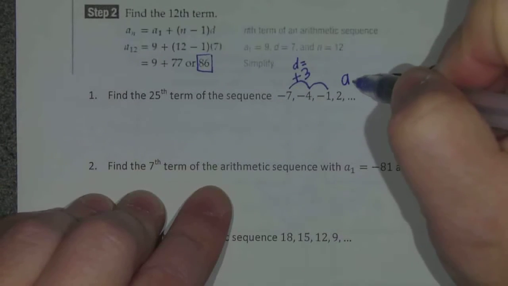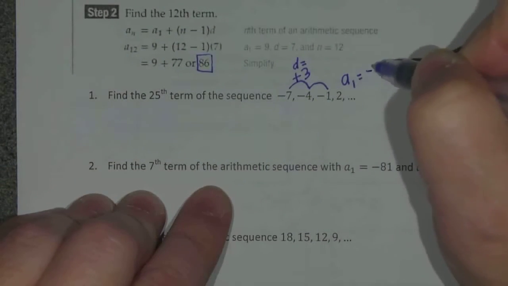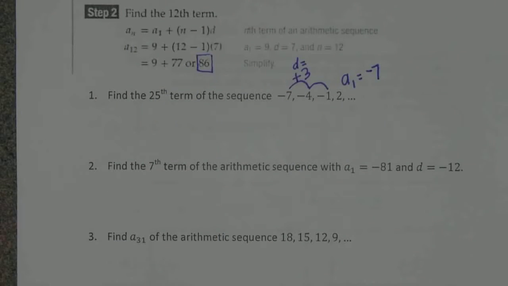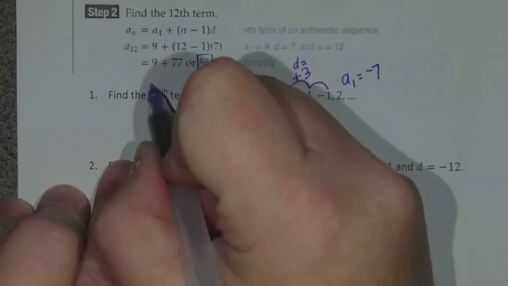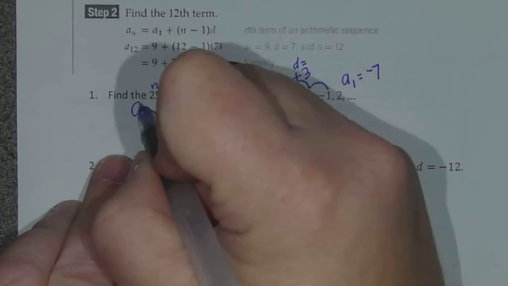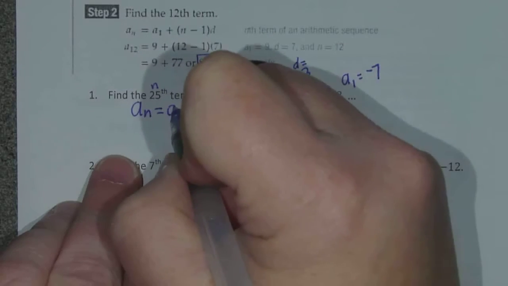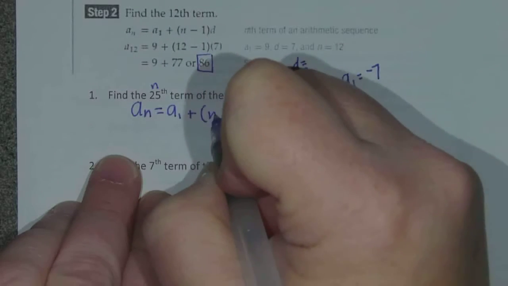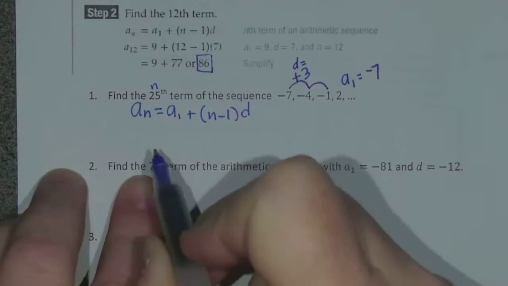So my difference, or my D value, is going to be 3. Do you know your A1 value? Yeah, -7. Did we need to know anything else? Oh, the number of the term we were going to find, which is the 25th. So I'm going to write down that formula, and then we're going to plug into that formula to find that term that we're looking for.